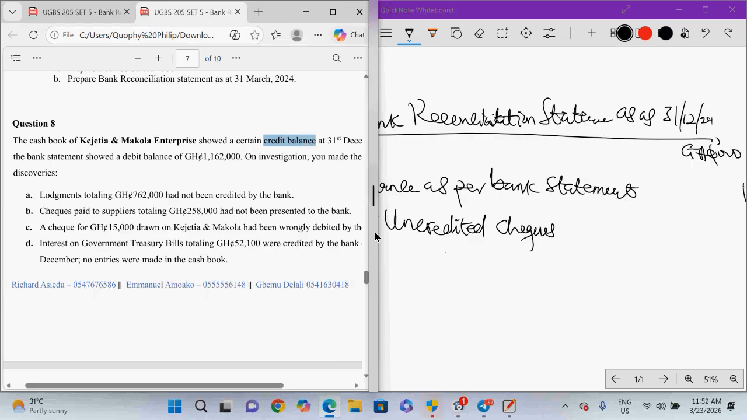So it is even clear, right? Is it not clear? Yeah. So what do you think? Is it unpresented or uncredited? So it's an uncredited check. Right. So the uncredited checks, we have one of them as what? The lodgement. All right. Let's see if there are more uncredited checks. So this may be the lodgement. What else?